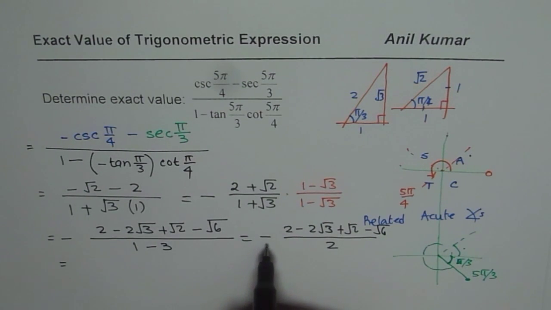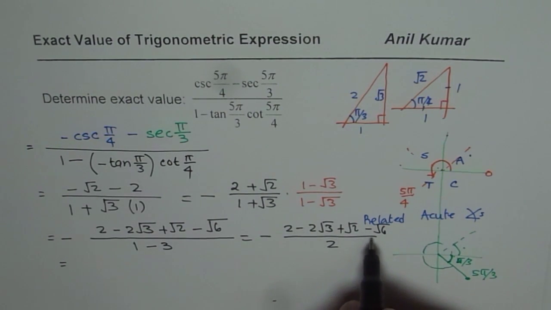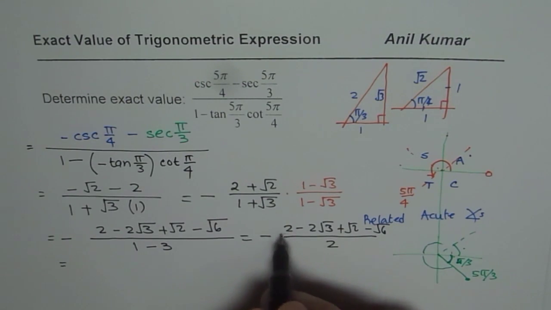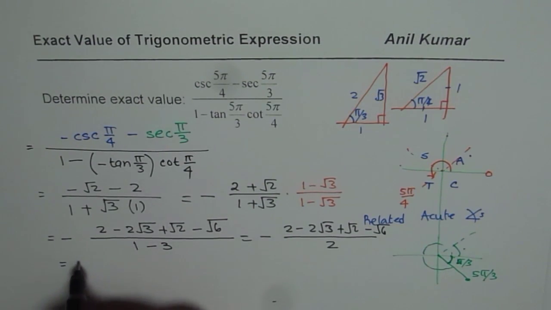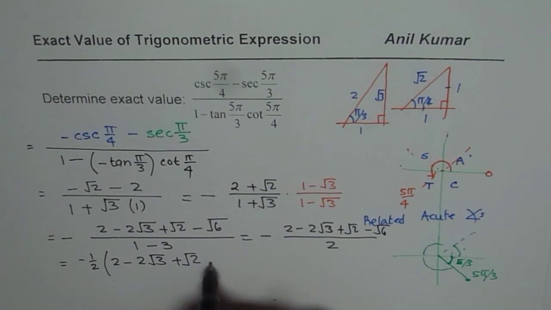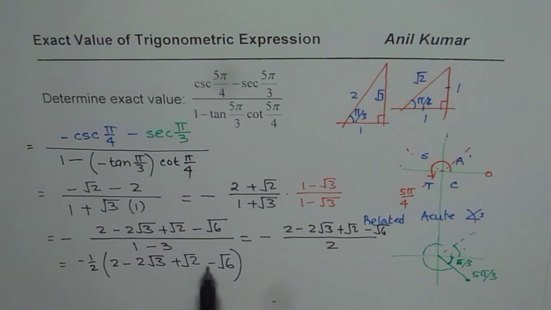In case you want, you can multiply by minus all these terms, reverse their sign, and then write your answer. Or you can divide. So if I divide by 2, what do I get? So you could say minus half of, let me write it like this, and I get 2 minus 2 square root 3 plus square root 2 minus square root 6. Anyway, that is not a bad way of writing. So you could write like this. So that is how we can write this particular ratio in exact form.